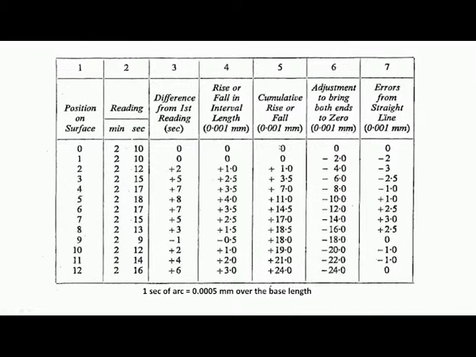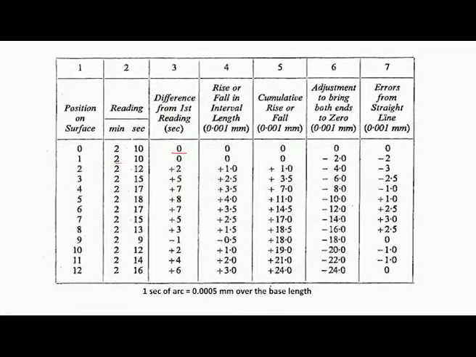Now, we will take a case study. We have taken some readings. This is a position on the surface that is to be tested. 12 positions are there, and then reading in minutes and seconds. This is the reading of spirit level or autocollimator reading. So, in the first position the reading is 2 minutes 10 seconds, in the second position also 2 minutes 10 seconds. Like this up to 12 positions we have taken the readings, and then the difference from the first reading. So, this is the first reading. Initially we mark it as 0 because this is the starting point.